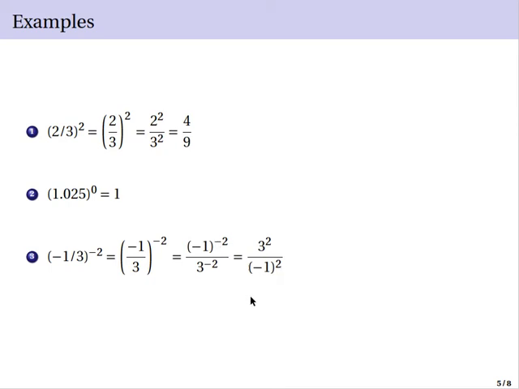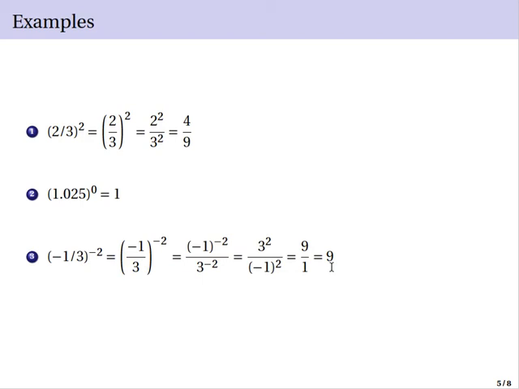Again, when you have an exponential expression with a negative exponent in the numerator, you bring it to the denominator and change the power to positive. And if you have an exponential expression in the denominator with a negative exponent, you bring it up to the numerator and change the exponent to positive. So this now is equal to 9 over 1, or simply 9.